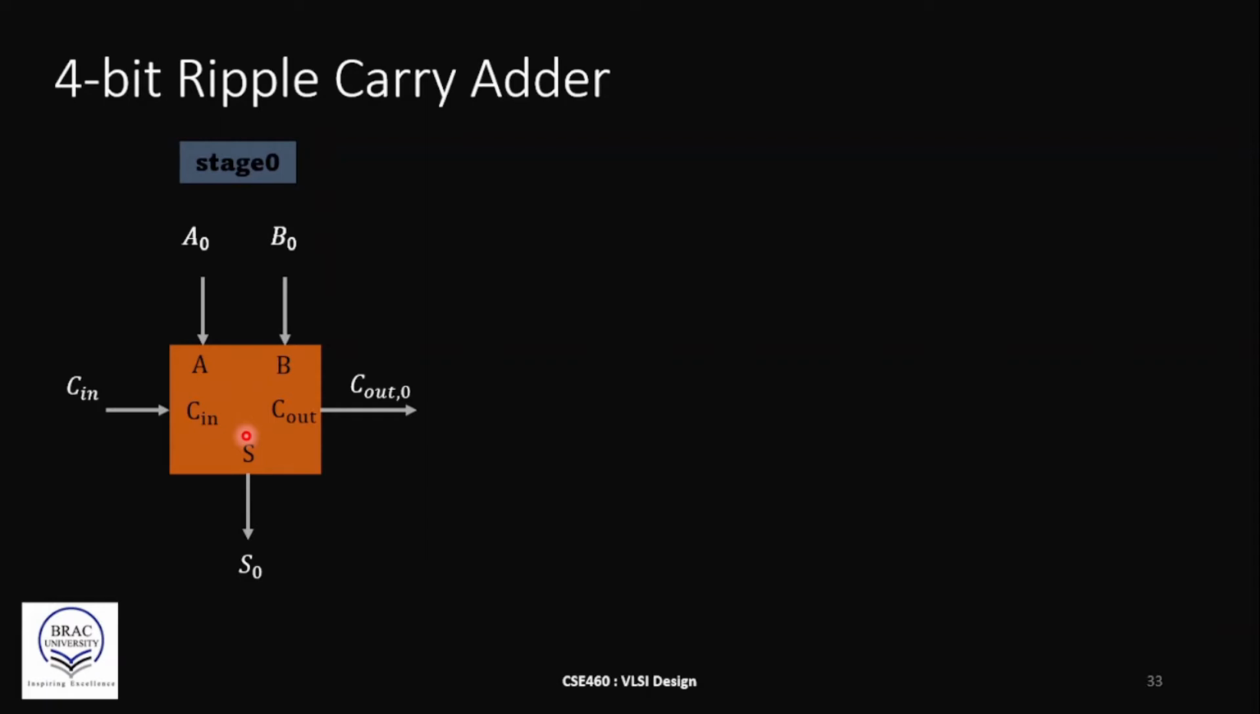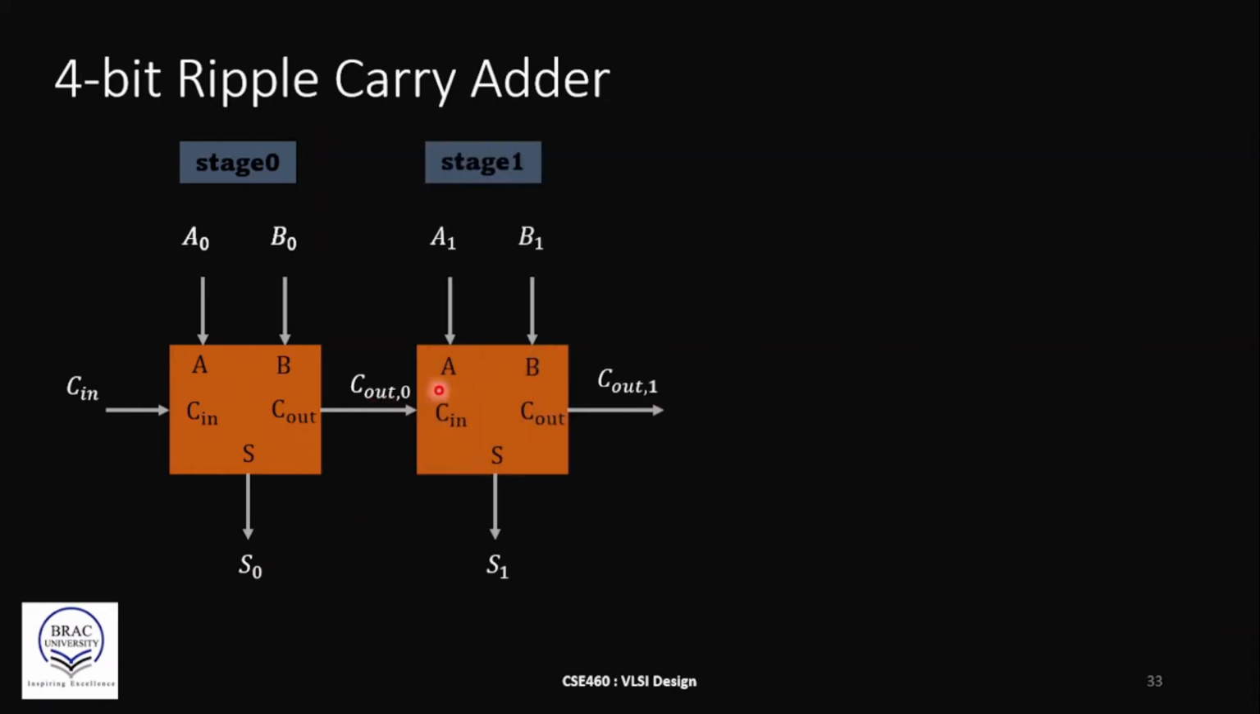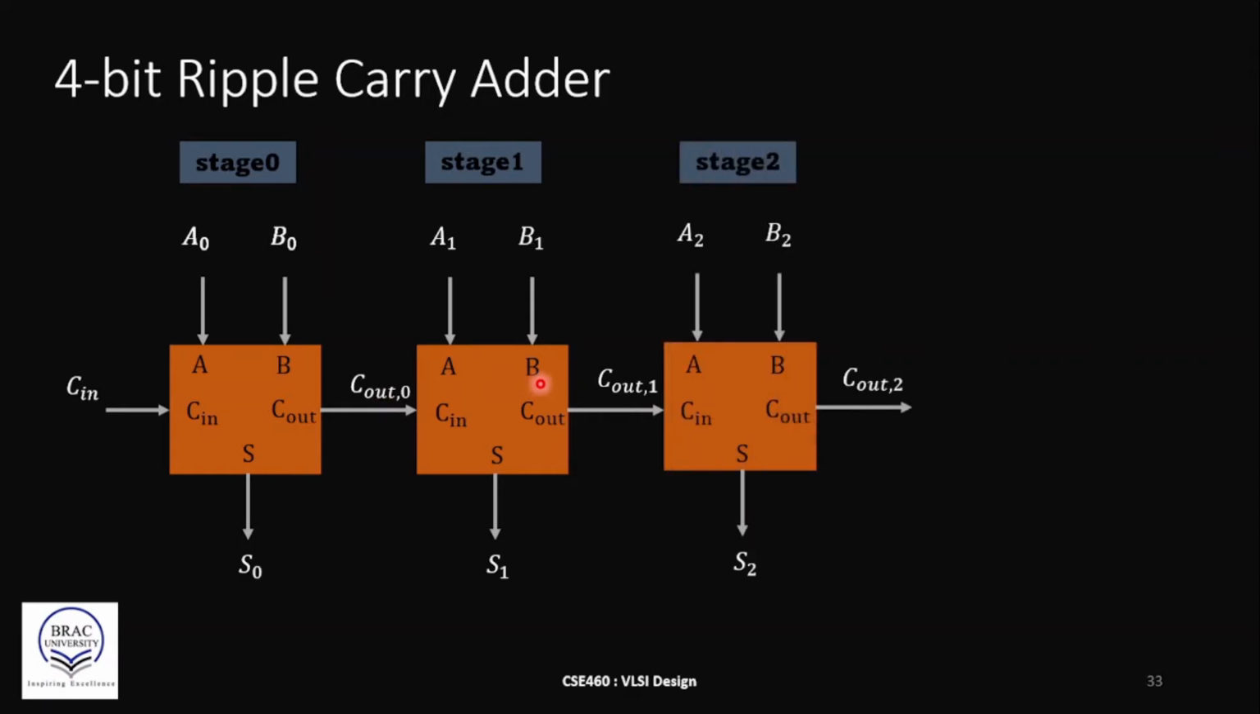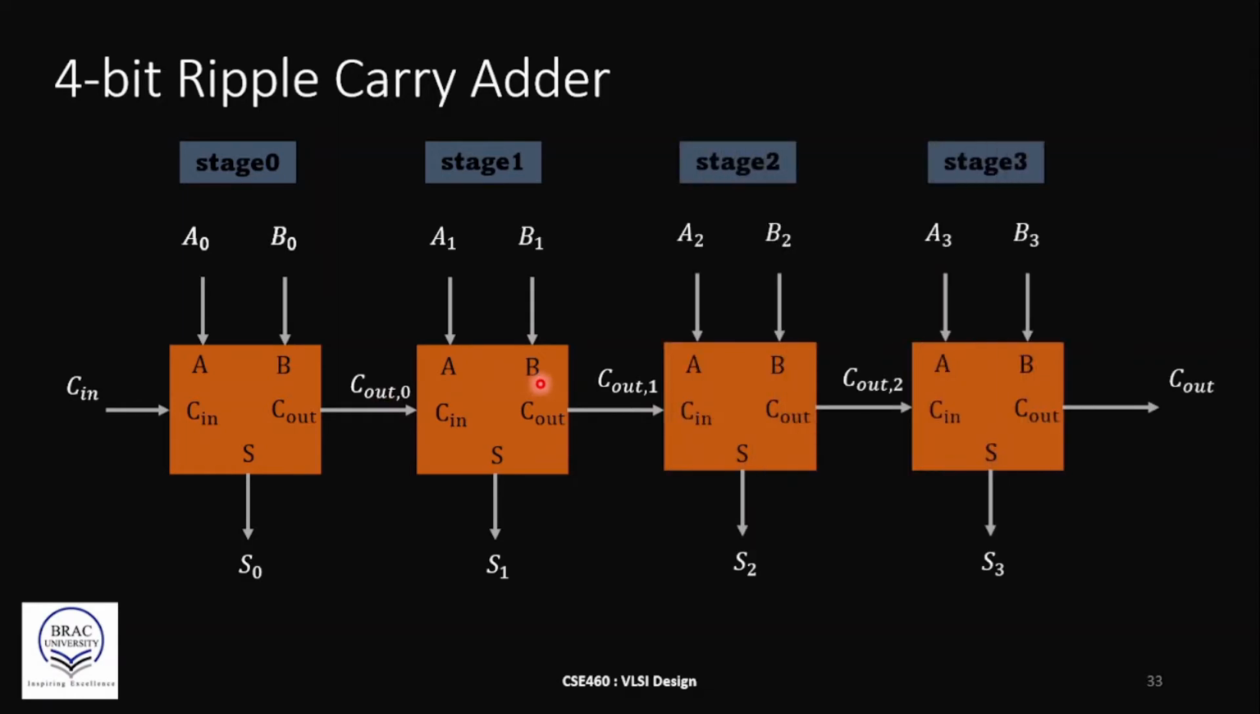So at stage 0, the 0th bits of A and B will be put to this block along with the input carry C in, and the 0th bit of the sum will be produced, which is denoted by S0, and an output carry will be produced. This output carry will serve as input carry to the next stage. This way, in 4 stages, all of the sum bits and the final output carry bit will be generated.